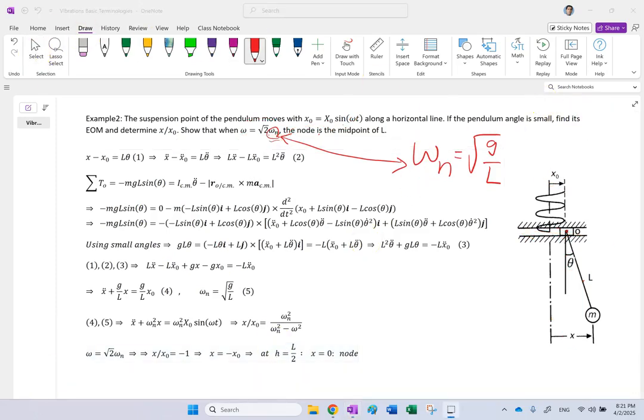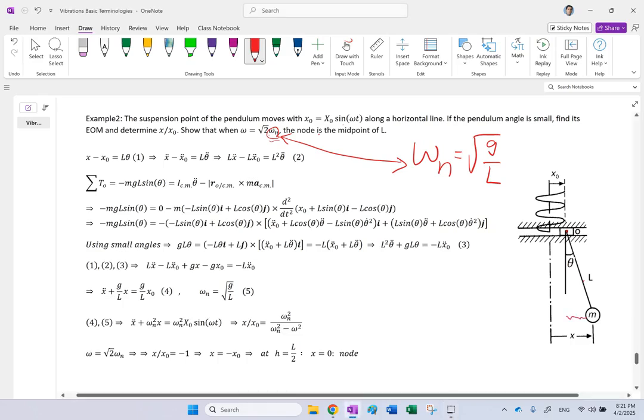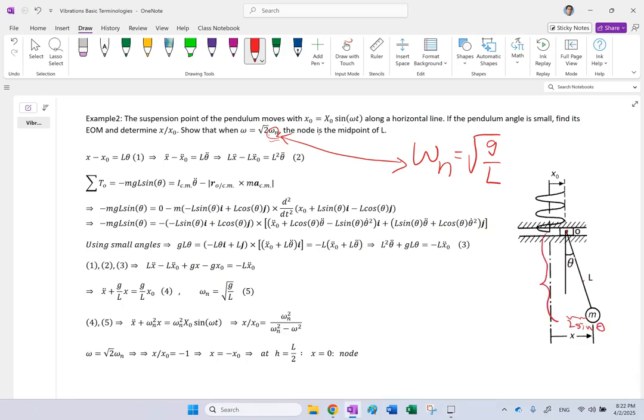To show you how the ODE is derived here, x minus x naught equals L theta. Where does that come from? Well, remember that this distance here is L sine theta. This distance here is L cosine theta. Now here we use a small angle assumption, so sine theta is approximated by theta and cosine theta is approximated by 1. So the relative distance between the absolute position of the pendulum and the absolute position of the base, the difference between x and x naught, is L theta. That's your first thing that you have.